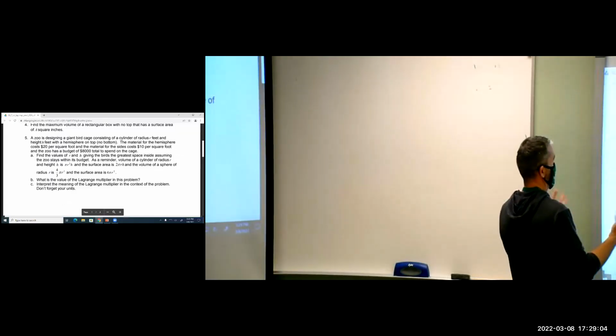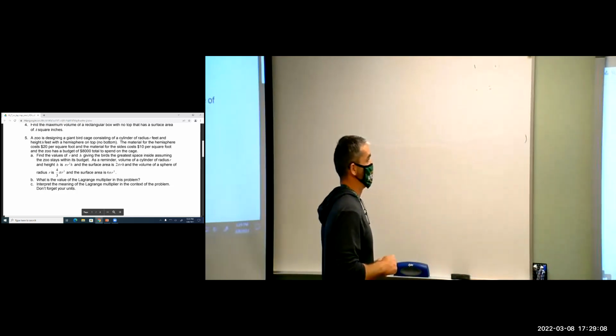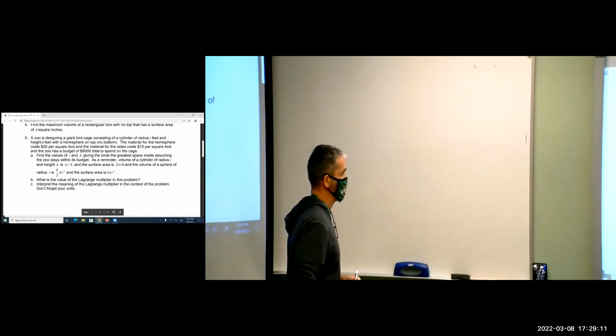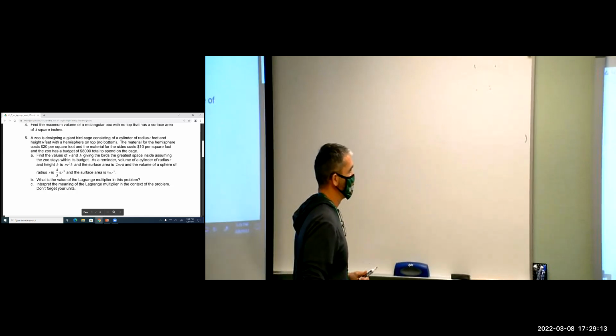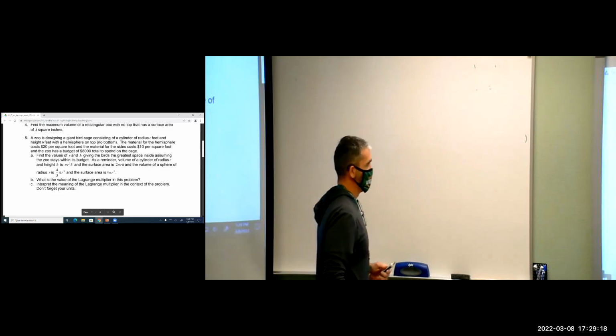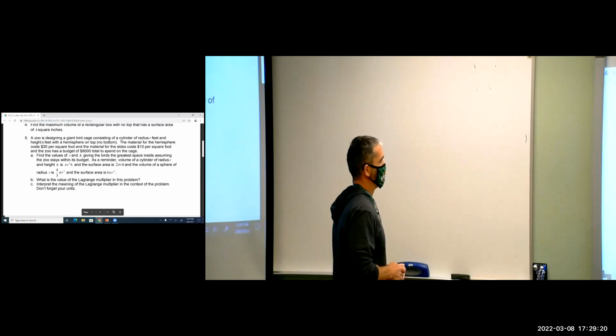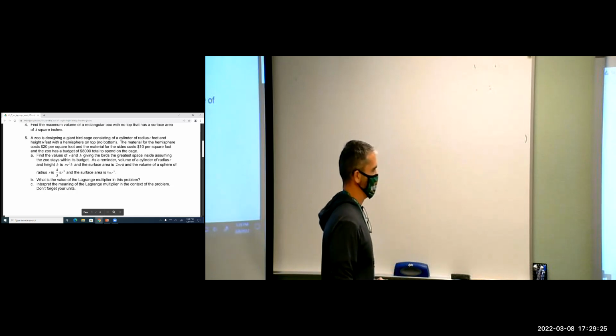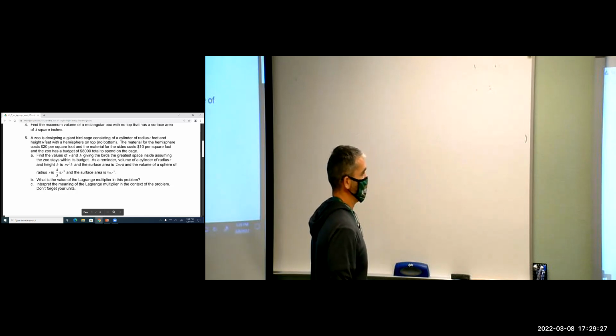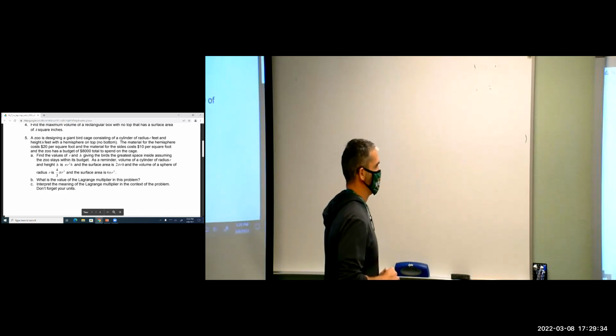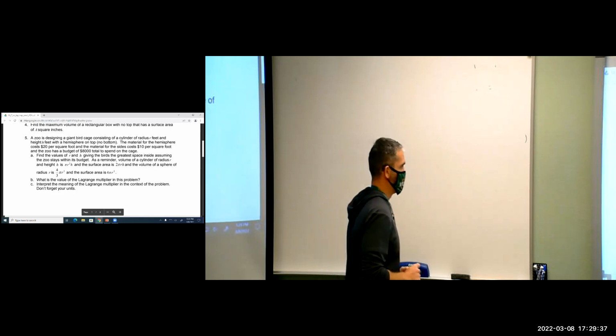Okay, so if you haven't had a chance to read the problem, we'll read it together. A zoo is designing a giant bird cage consisting of a cylinder of radius r feet, height h feet, with a hemisphere on top, no bottom. The material for the hemisphere costs $20 per square foot, and the material for the sides costs $10 per square foot. And we have a budget of $8,000 total to spend. Find the values of r and h to give the birds the greatest space inside, assuming the zoo stays within budget.